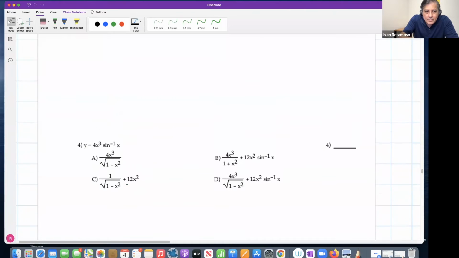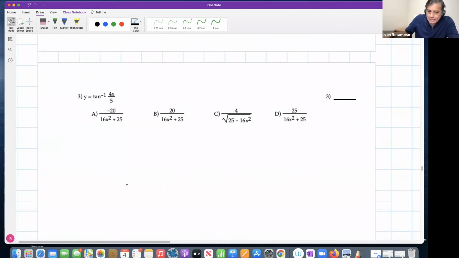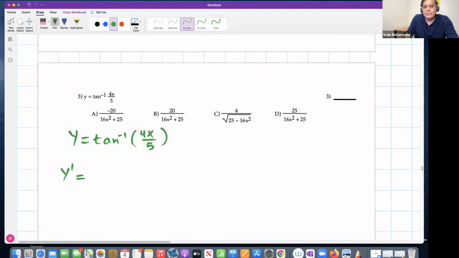Let me show you this. Sometimes the algebra will be heavy, but just remember how to multiply fractions, how to divide fractions, and how to even add fractions, and that should be enough. So y equal tangent inverse of 4x over 5, right? This is the function. They want you to figure out the derivative of this function. Let's call it y prime for the sake of variety on the representation of the derivative this time. They want you to figure out the derivative.